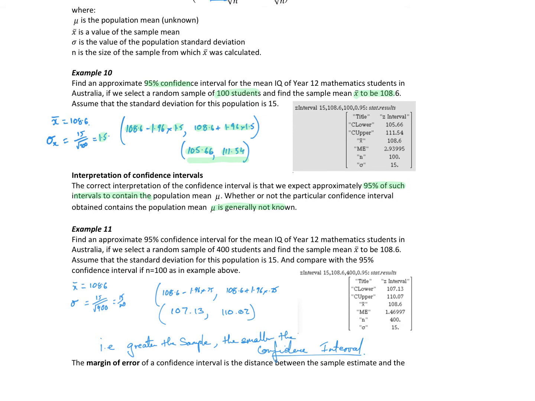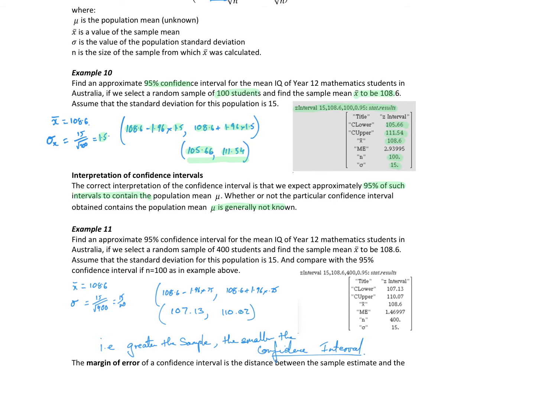All right, we can get this on our CAS by selecting the Z interval under confidence intervals in our calculator, and that's something we might show specifically in class. But you can see 105.66 to 111.34, where we have to type in the sample mean, the size of the sample, and the standard deviation of the distribution. All right, so that's what that's saying.